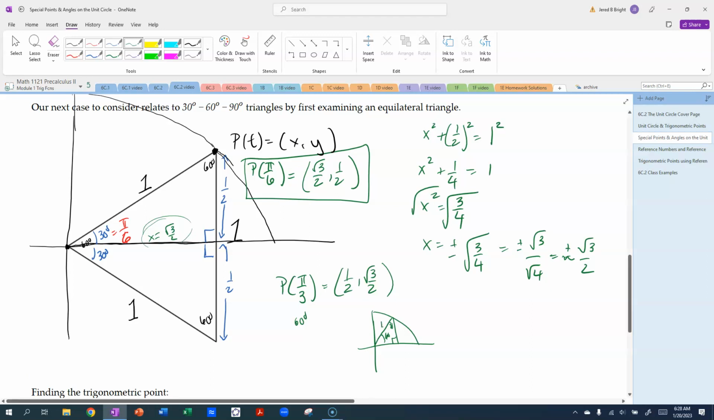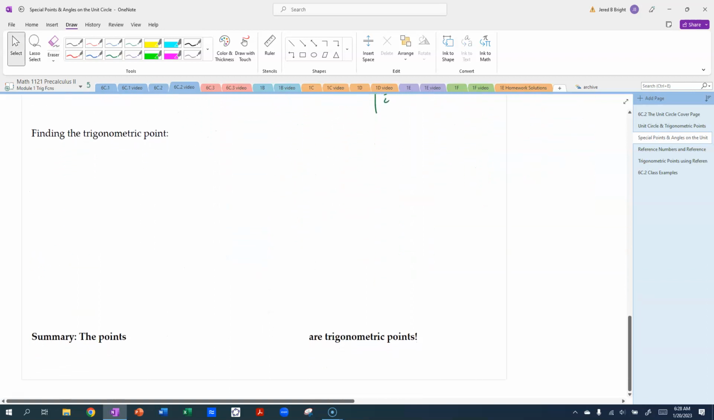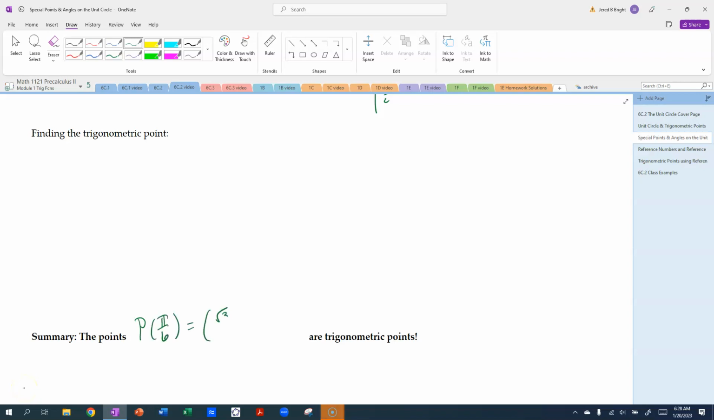And so then this is 1, this would be the 1/2, and this would be the square root of 3 over 2. So then x is 1/2 and y is square root of 3 over 2. So we have 2 more trigonometric points, and that is our punchline here. So the points P of pi over 6 is equal to square root of 3 over 2, comma, 1/2, and P of pi over 3 is equal to 1/2, comma, square root of 3 over 2 are trigonometric points. Now we have a few more trigonometric points to work with that were found using some fun geometry.